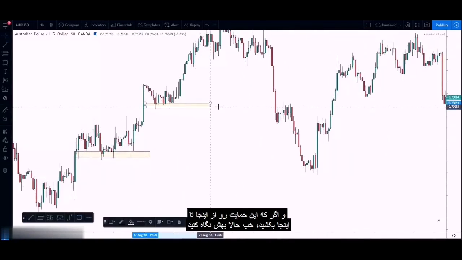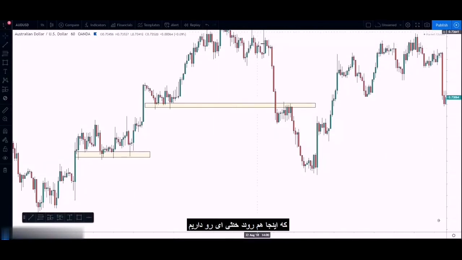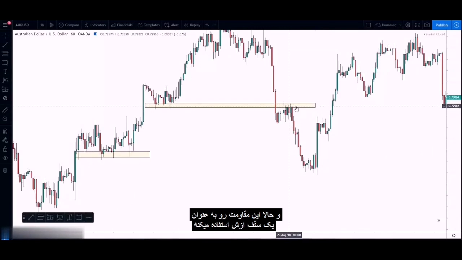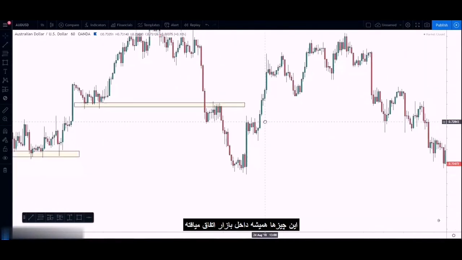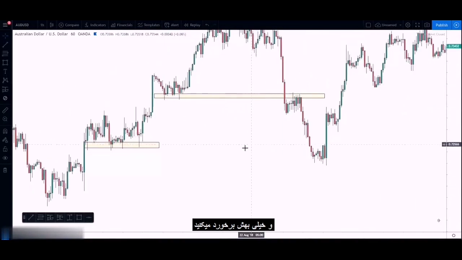That is some support, right? And if you were to draw this from here to here, look at that. Support, whatever, it's chilling up here, broken below this former support, and now look, it's using it as a ceiling. Resistance. Support turns into resistance. Resistance turns into support. These things happen all the time in the market. You're going to notice it so much, okay?